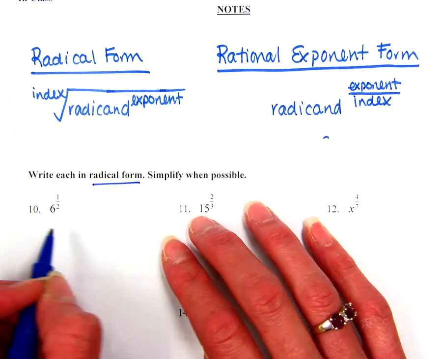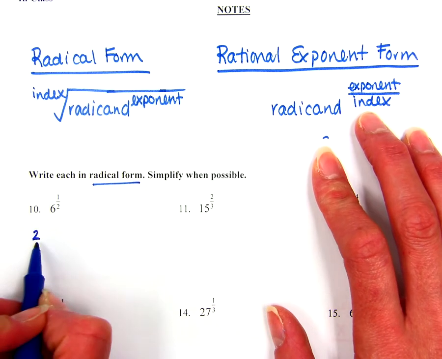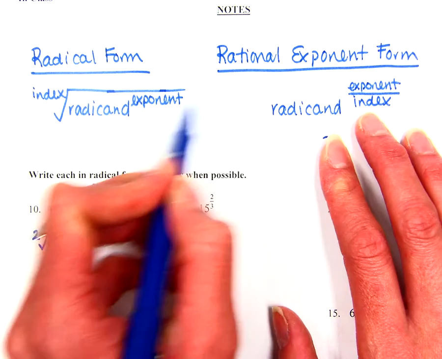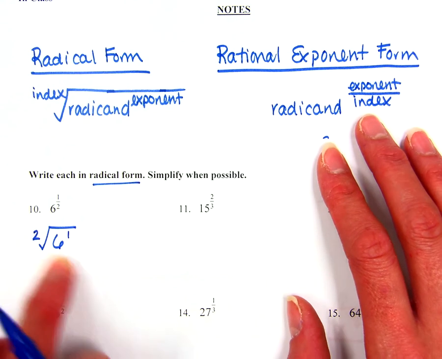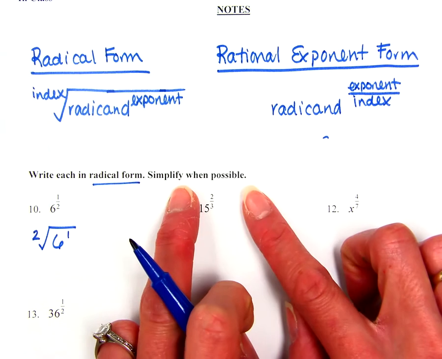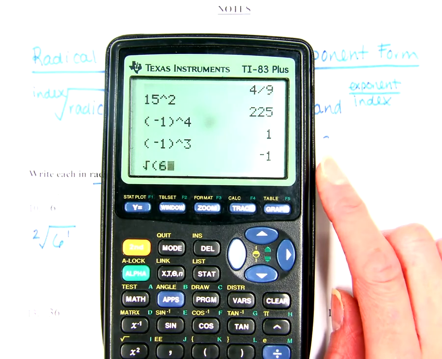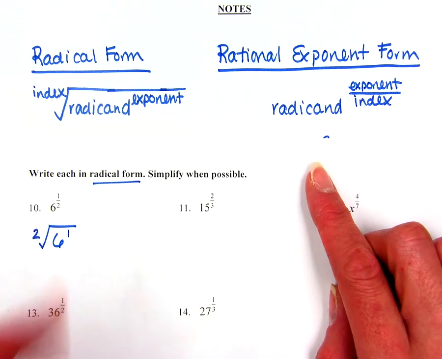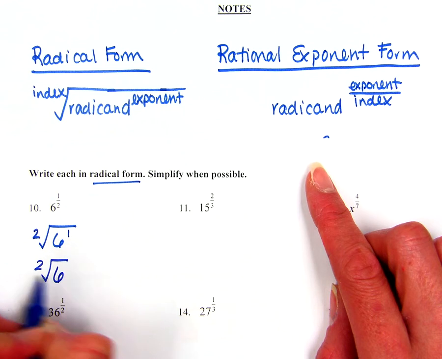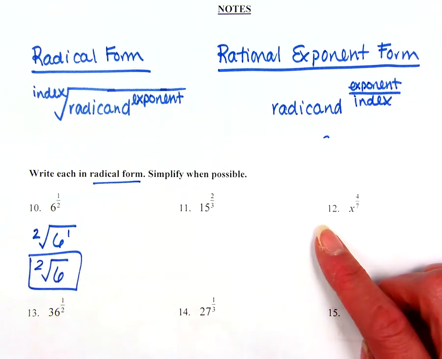All right, so 6 to the 1/2. That means my index is the denominator. So I'm going to have the square root of 6, and that exponent still stays that way. So can you do the square root of 6? That's what it says, simplify when possible. Well, if you try the square root of 6, that gives you a decimal, so no. And 6 to the 1st is just 6. So another way you could write it is just square root of 6. And technically you don't need a little 2 there either. You could just have the radical 6.